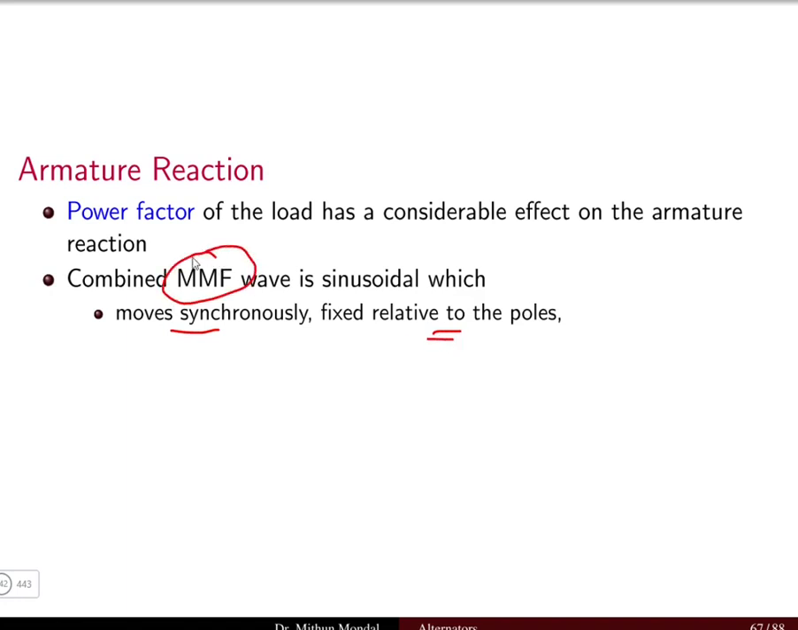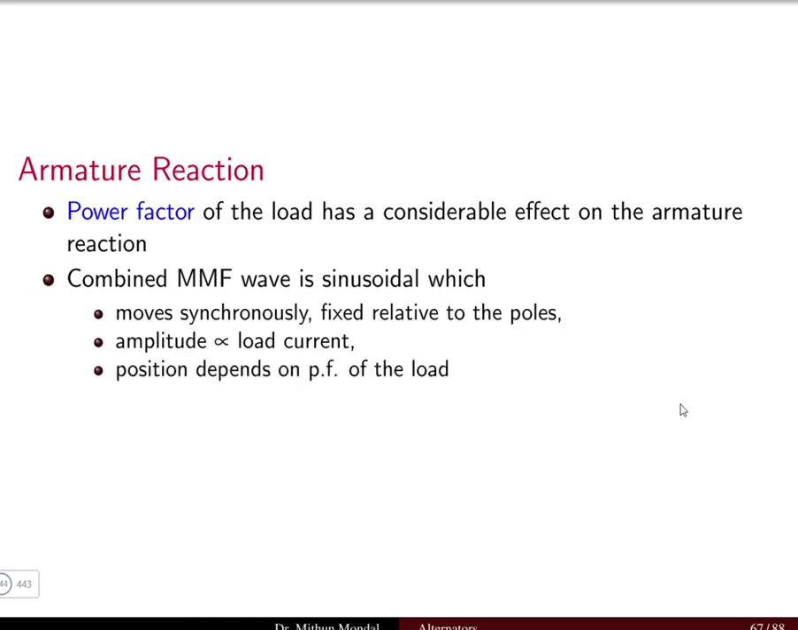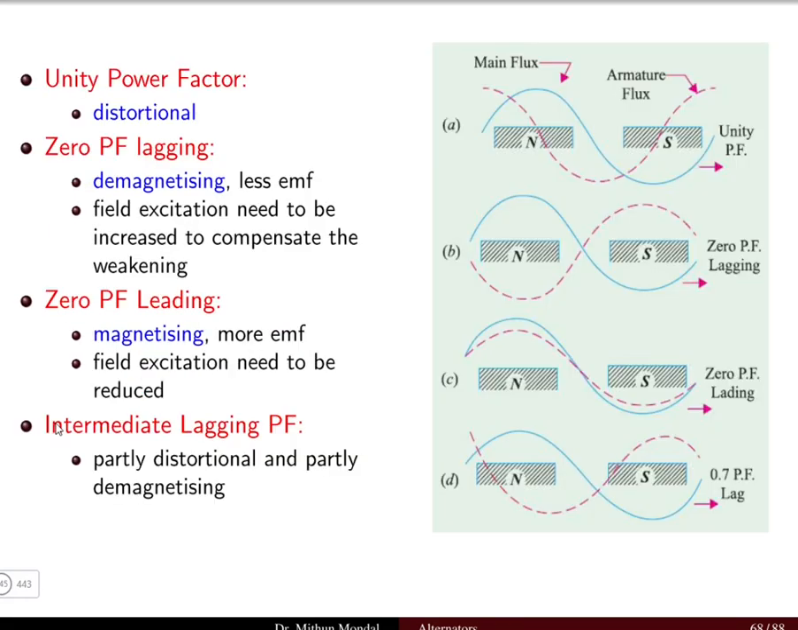So the MMF wave is sinusoidal and it will move synchronously, that is at a speed Ns, and it is fixed relative to the poles. Now the amplitude of the MMF is proportional to the load current, and the position depends on the power factor of the load. So the power factor of the load will decide the position of the MMF wave. Now we have taken different power factor conditions: unity power factor, zero power factor lagging, zero power factor leading, and intermediate lagging power factor.